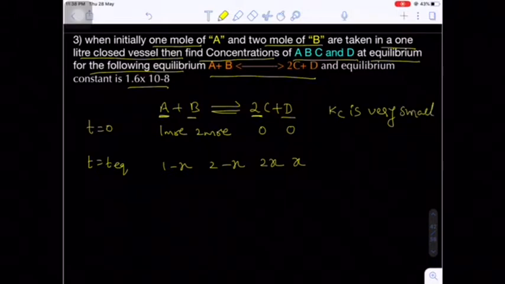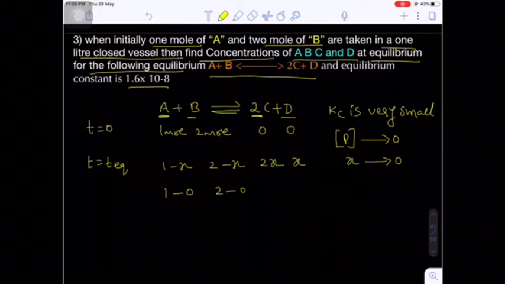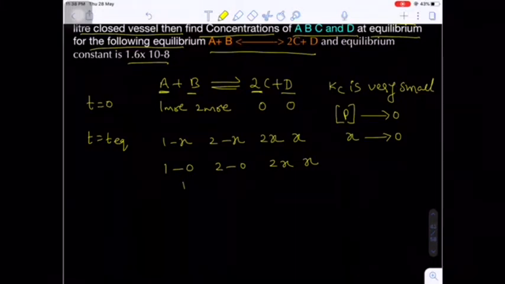Very small. That means the concentration of products is almost tending to 0. If the x value is tending to 0, then 1 minus the concentration of product x, so with x tending to 0, that is 1 minus 0, which is 1, and 2 minus 0, which is 2. Here I am taking 2x, and here I am taking x. Are you getting my point? That means here 1, here 2, here 2x, here x.